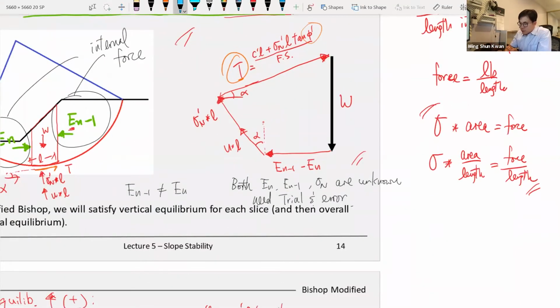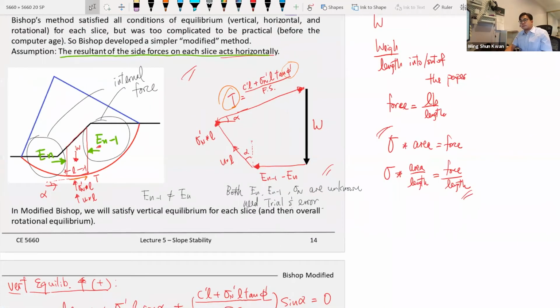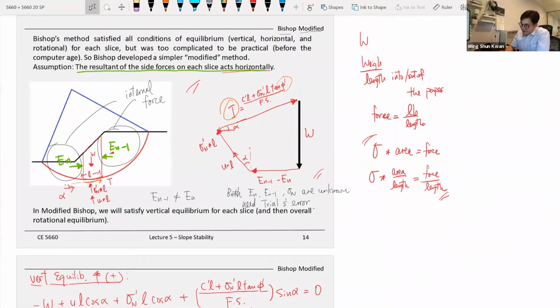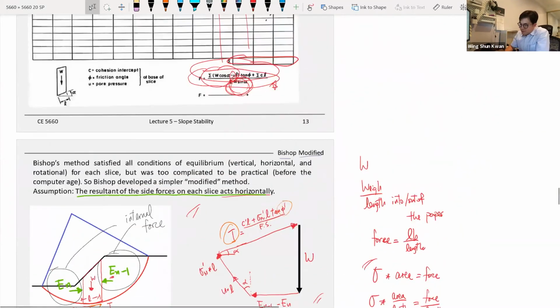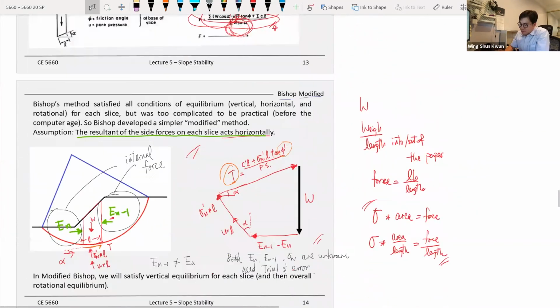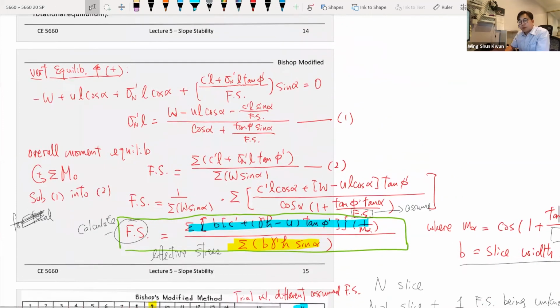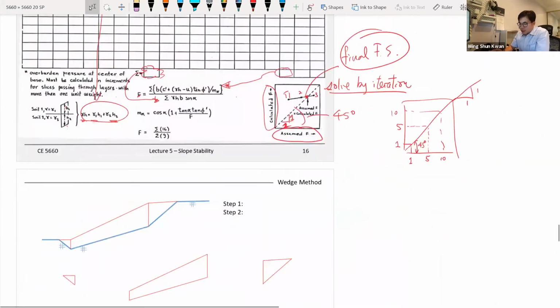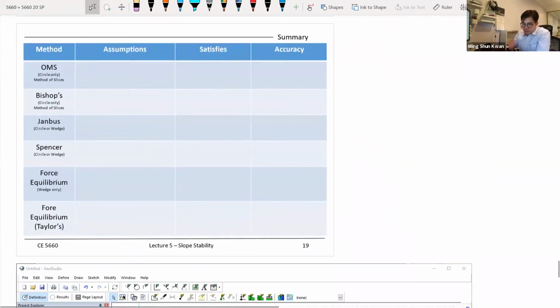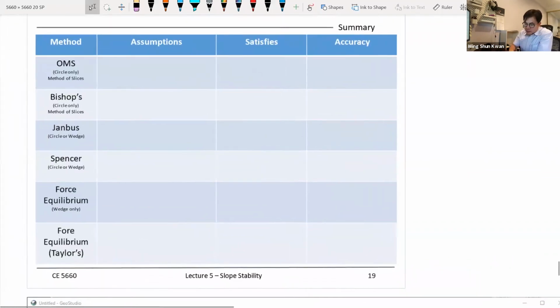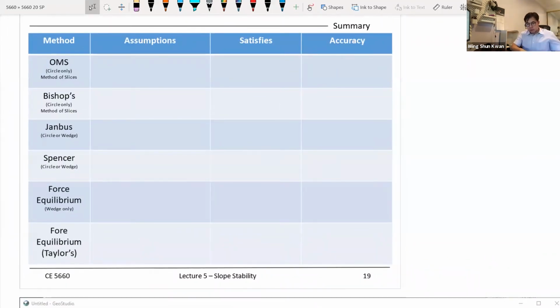So pretty much we finished the two methods, both the ordinary method of slices and the Bishop method. These are slice methods, and there are more. Actually, there are more, but let's talk about this first, since it's good that everything is still a fresh mind. So we talked about the OMS and also the Bishop method.